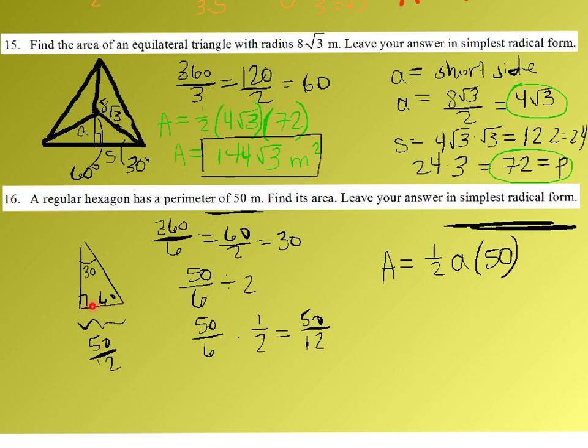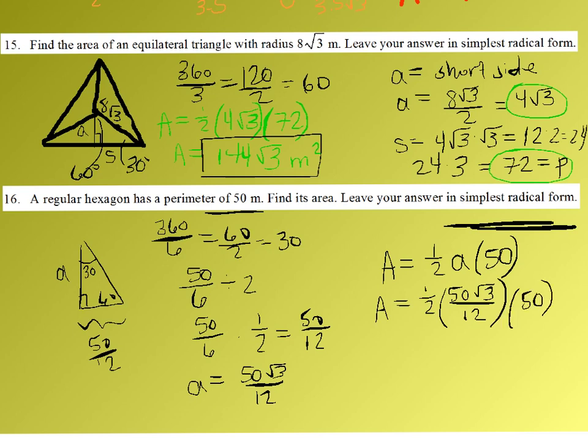So that's what I'm going to say this is right here, 50 over 12. Alright, so this is what our short side is since it's across from the 30-degree angle. So our apothem here is our long side, and we know our long side is just the short side times the square root of 3. So our apothem is just 50 square roots of 3 over 12. So I'm just going to plug this in now. So area is equal to 1/2 apothem, 50 square roots of 3 over 12 times 50. And yeah, this is pretty ugly.